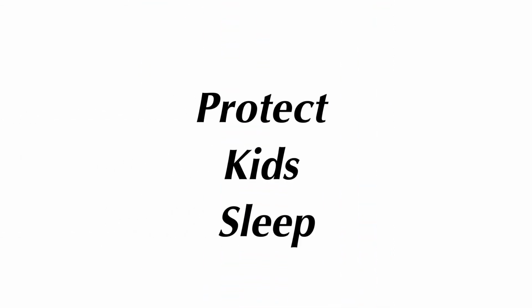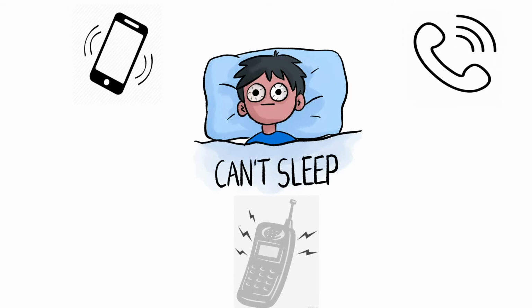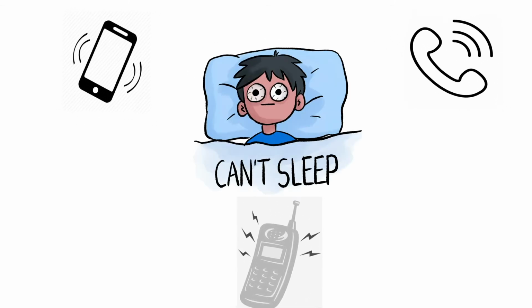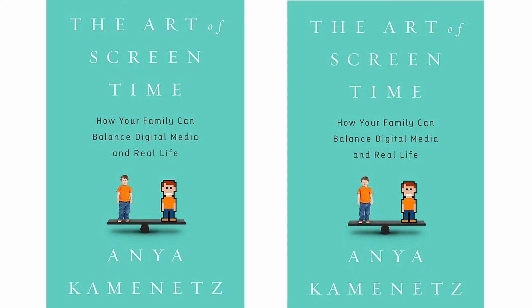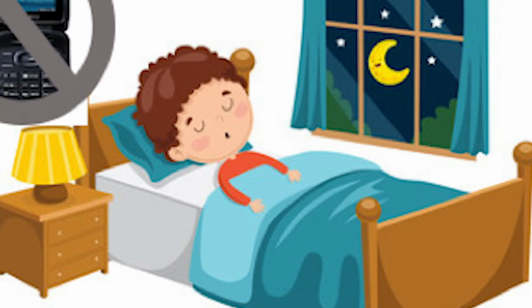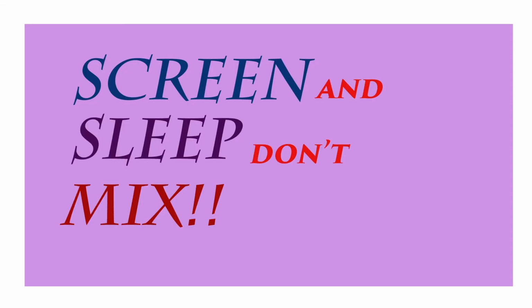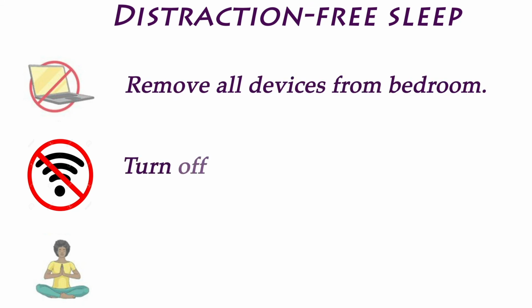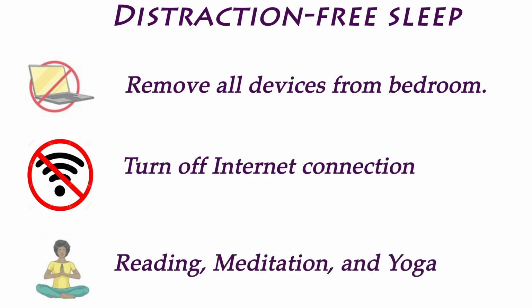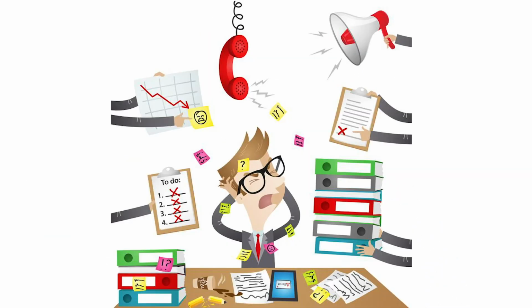Protect kids' sleep. First, kids need sleep. Anything that flickers, beeps, or buzzes during the night is a distraction. Anya Kamenetz, the author of The Art of Screen Time, writes that making sure kids get enough sleep is the one issue with the most incontrovertible evidence. Kamenetz strongly advises that screens and sleep don't mix. Second, remove devices from their bedrooms and have the internet automatically turn off at a specific time. The book is loaded with tips like these.